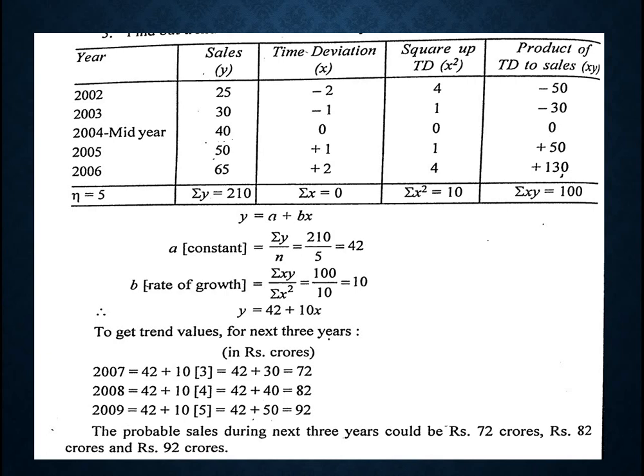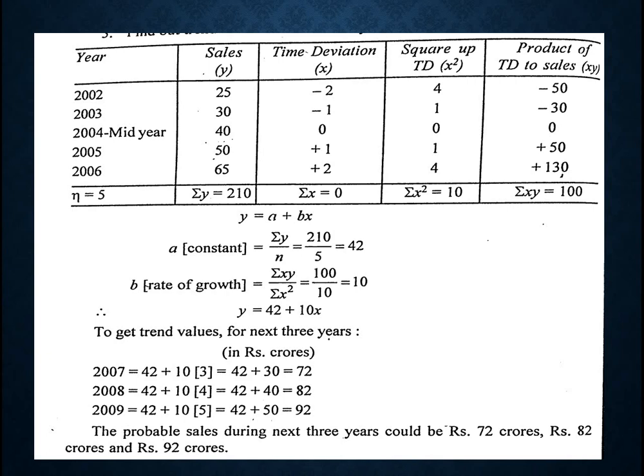Next, we have to do the total of last column, that is product column, correct? So what is minus 50 plus minus 30? Minus 80, okay? Plus 50 plus 130, that is 180, means minus 80 plus 180. So the summation xy is equal to 100, correct? Next we have to put the equation. What is the equation? Y is equal to a plus bx.